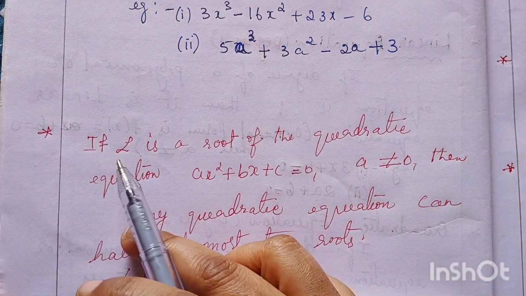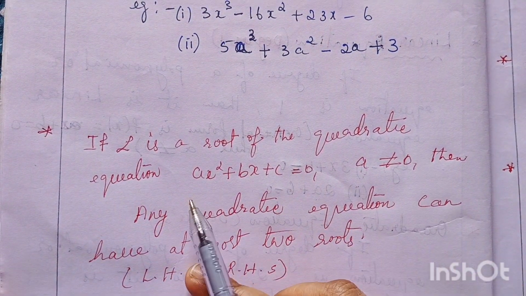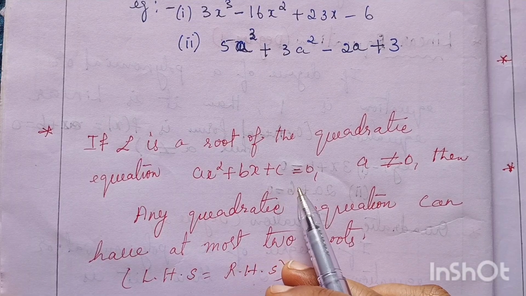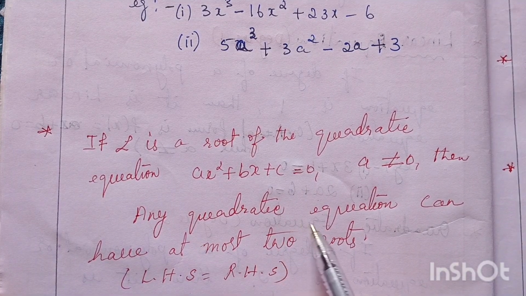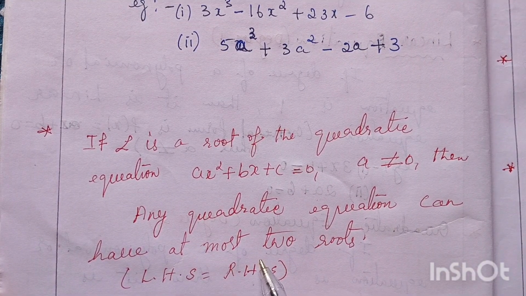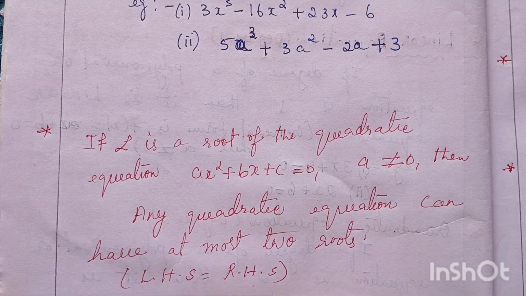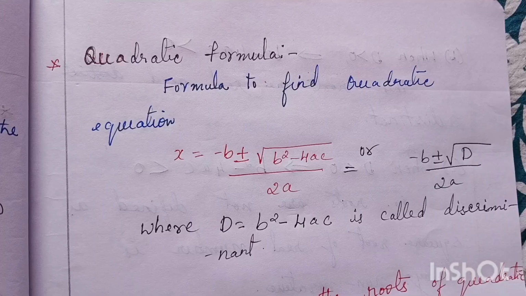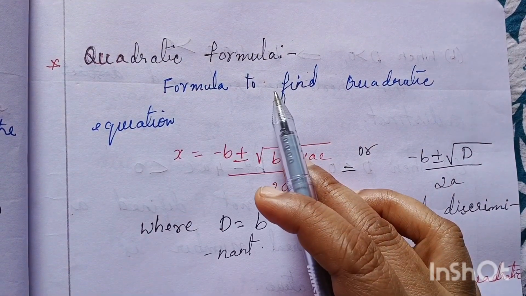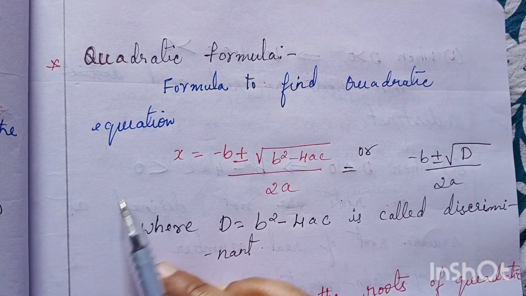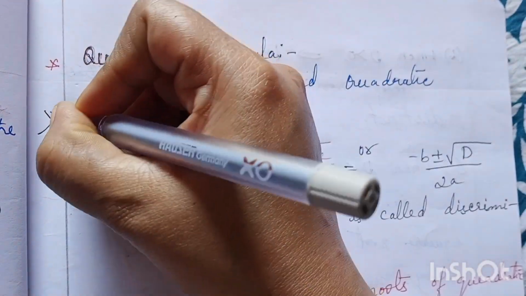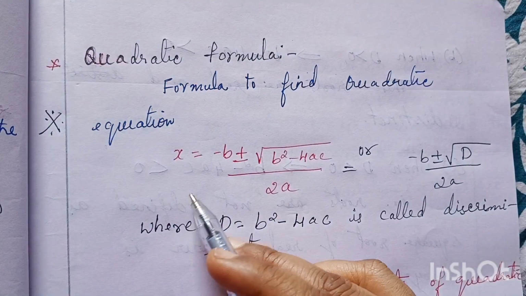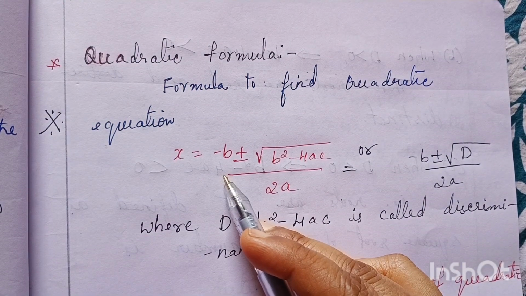The main thing: if alpha is a root of quadratic equation ax square plus bx plus c is equal to 0, any quadratic equation can have at most 2 roots, means LHS equal to RHS, left side is equal to right side. Then main important here, quadratic formula. This is important here. Quadratic formula is x is equal to, quadratic equation formula.